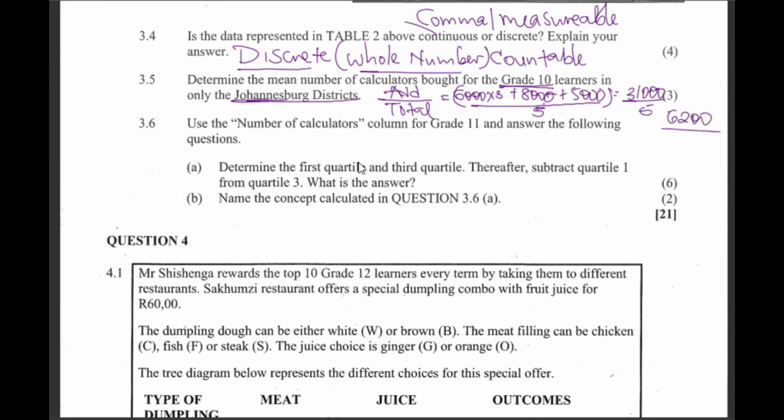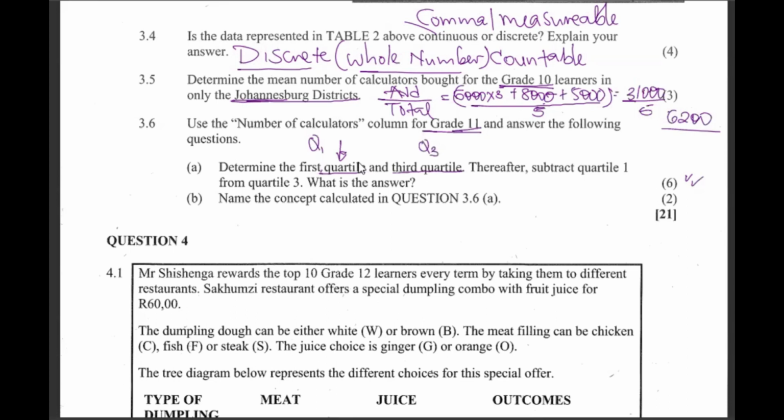Use the number of calculators in the column for grade 11 and answer the following questions. So we are going to grade 11 now. Determine the first quartile and the third quartile. Thereafter, subtract Q1 from Q3. What is the answer? These are 6 marks. Why are these 6 marks? You need to determine the first quartile, which we call Q1, the third quartile, which we call Q3. All right, we shall need to go there.